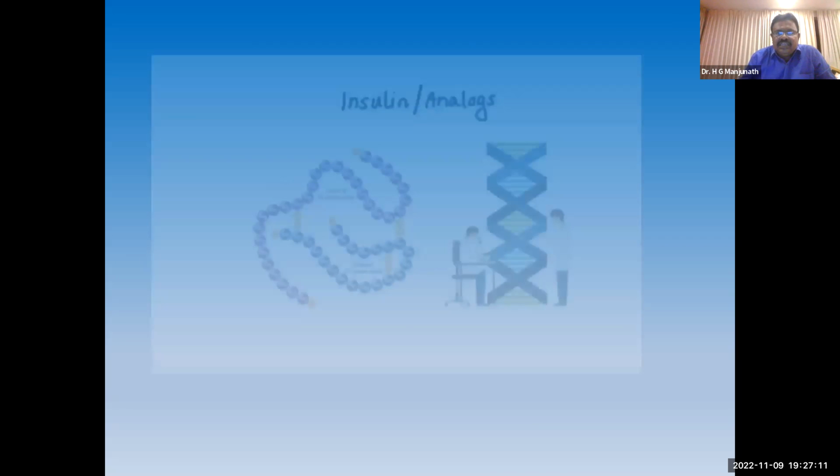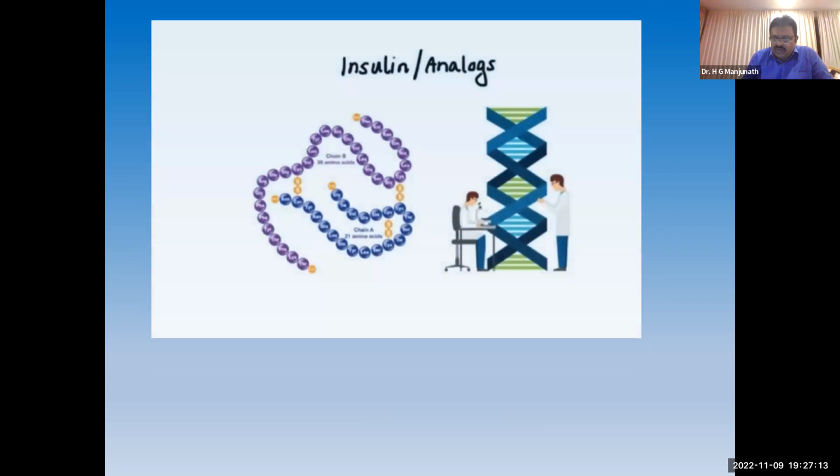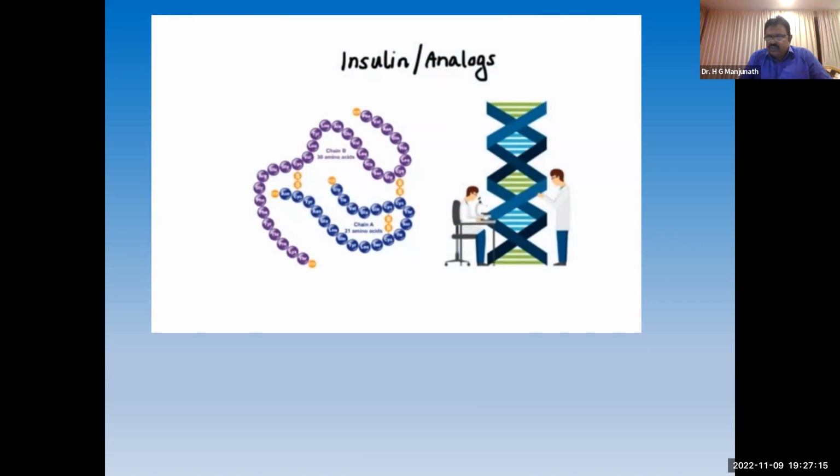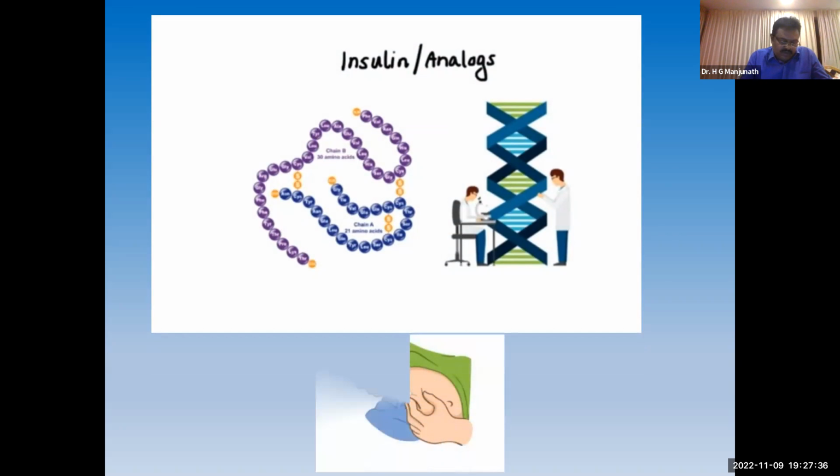So now coming on to insulin and its analogs. The first group of drugs I would like to discuss is insulin and its analogs. Human insulin can be reproduced by recombinant DNA technology using yeast or bacteria, and the amino acid sequence of human insulin can also be altered to produce insulin analogs with a different onset and duration of action. Because insulin is a polypeptide and is susceptible to degradation in the GIT, it has to be given by subcutaneous injection.